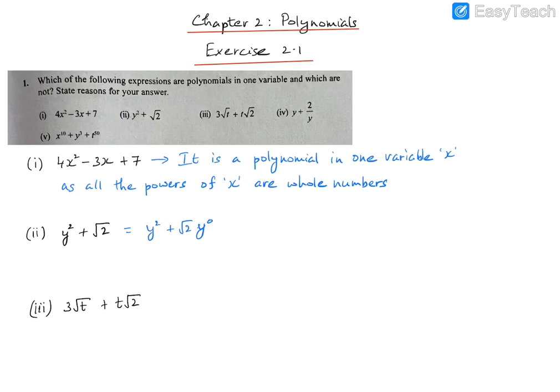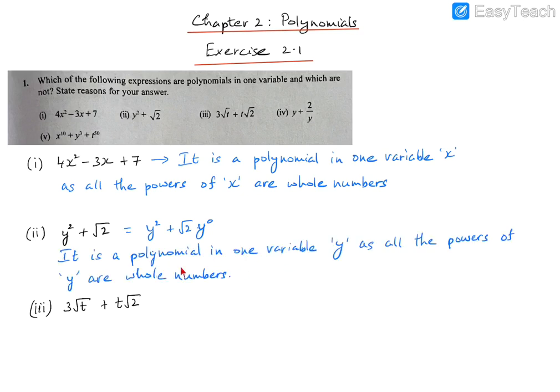In this case, the two terms have the powers of the variable y as 2 and 0, which are both whole numbers. So therefore it is also a polynomial in one variable, which is y, and since all the powers of the variable y are whole numbers, it is indeed a polynomial. Okay, that's a polynomial in a single variable y, and all the powers of that variable y are whole numbers.